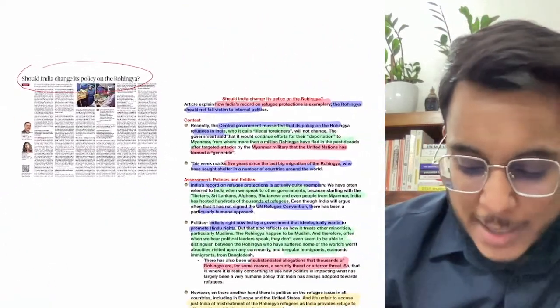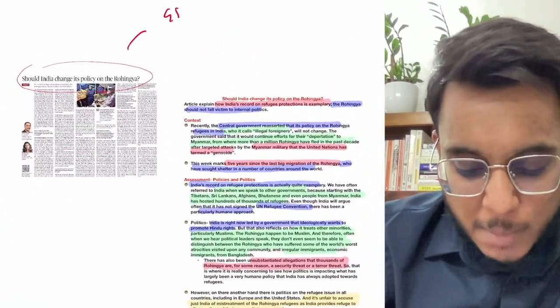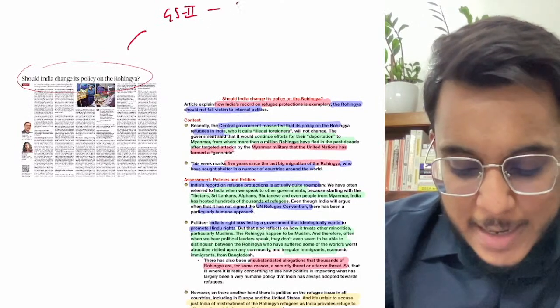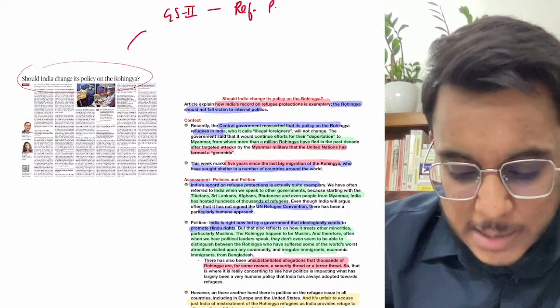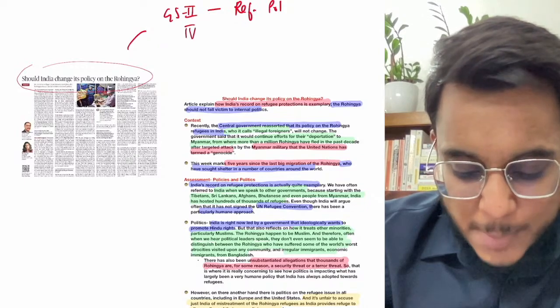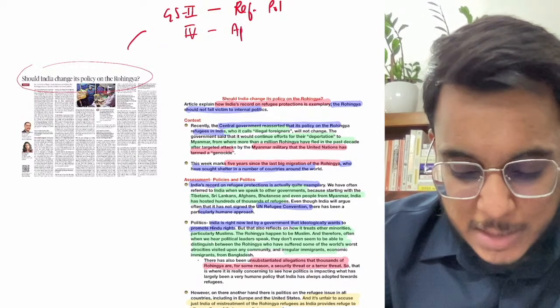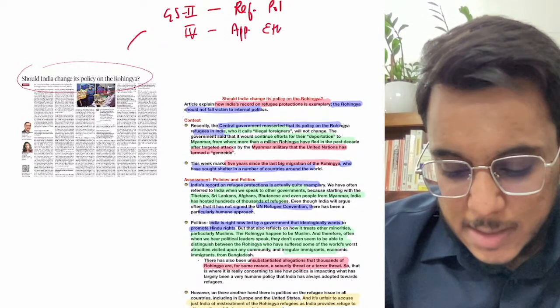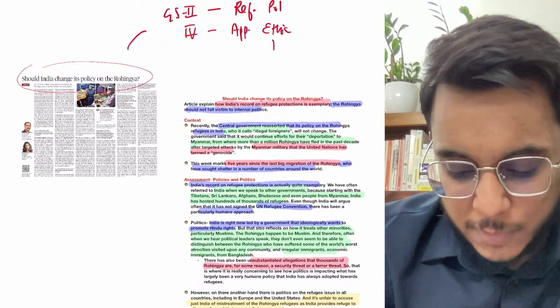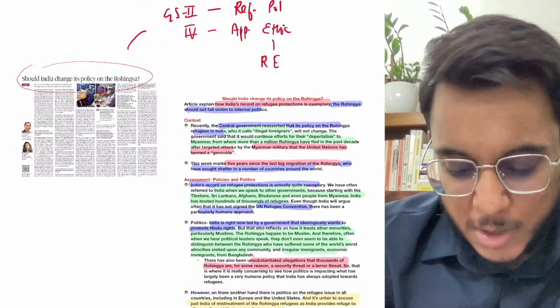Should India change its policy on the Rohingyas? Now guys, this article will be seen with respect to GS paper number 2, India's refugee policy. And in GS paper number 4, applied ethics. There, the ethics of refugees, we will see in this article.